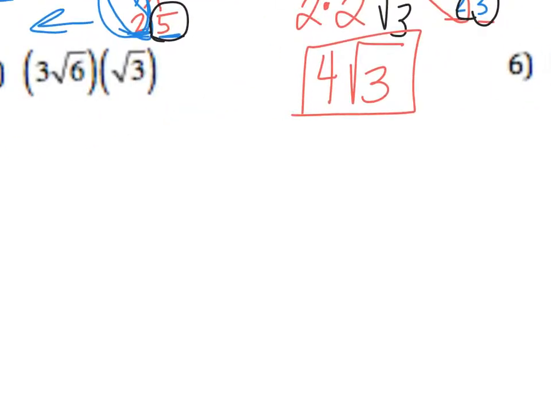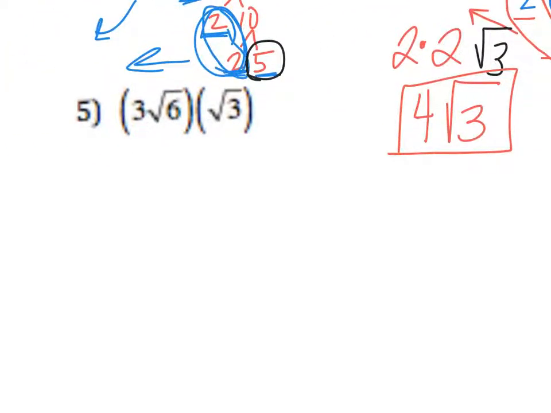Okay. Now we've got multiplying with square roots. So when you multiply with square roots, you can multiply the numbers on the outside and the numbers on the inside of the square roots together. So here's what I mean.